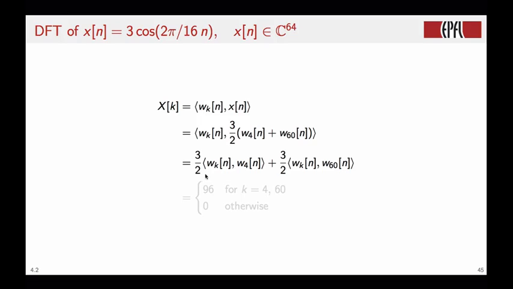But now we know that this term will be non-zero only for k equal to 4, and this term will be non-zero only for k equal to 60. When k is equal to 4, this will be equal to big N, namely 64, and when k is equal to 60, this will again be equal to 64. And so if we work out the arithmetic, we get that the DFT of our original signal is equal to 96 if k is equal to 4 or is equal to 60, and 0 otherwise.